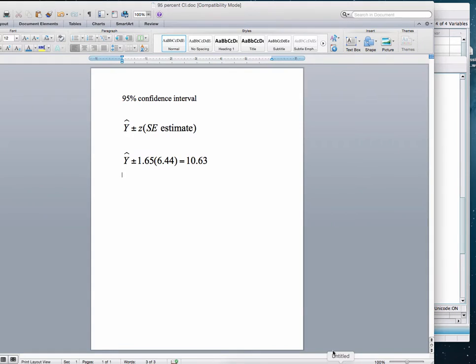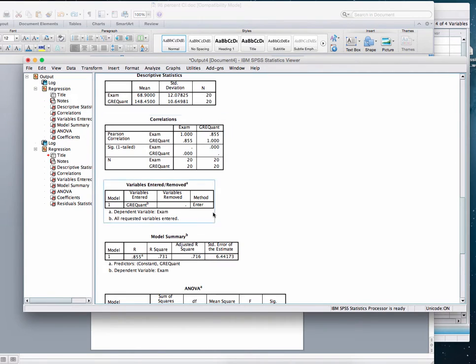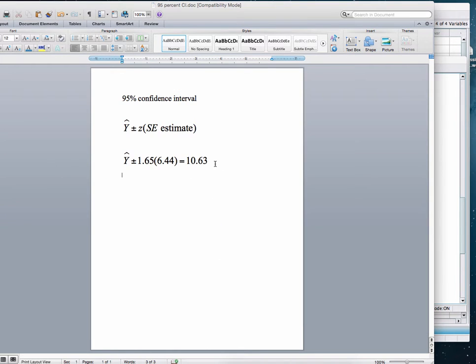What I've done here is calculate the 95% confidence interval based on our standard error of estimate. So for any predicted value of y, that's what y hat means, our 95% confidence interval is z, which for 95% is 1.65, times our standard error of estimate. And so 1.65 times 6.44, which is our standard error of estimate from our output here, is 10.63.